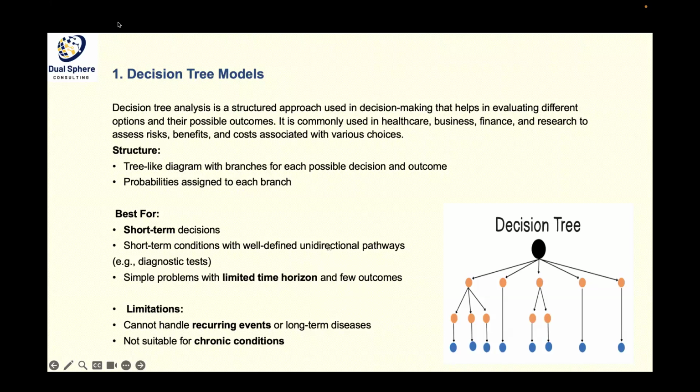So the limitation of this type of modeling is that it cannot handle recurring events. As I mentioned, for disease conditions where you have health states in which a patient can move back from an advanced state to the basic ones, this type of modeling is not suitable. It is not suitable for chronic conditions or chronic diseases. Next slide, please.